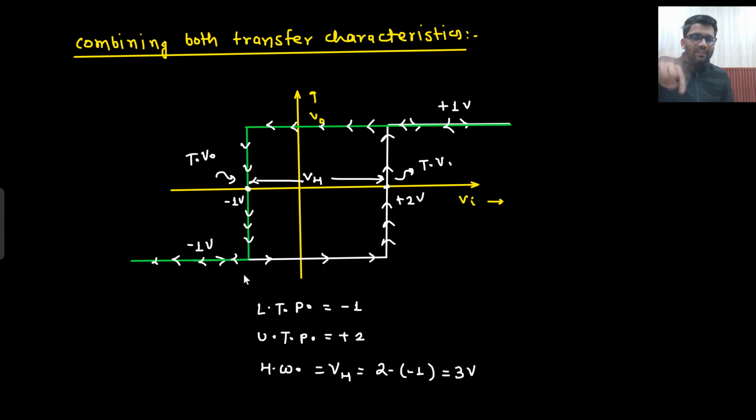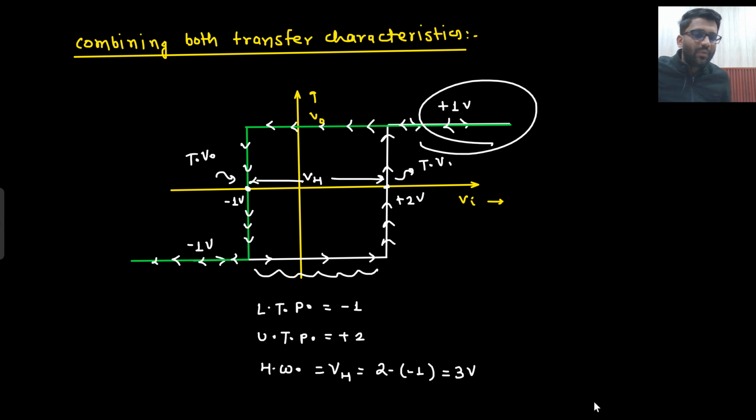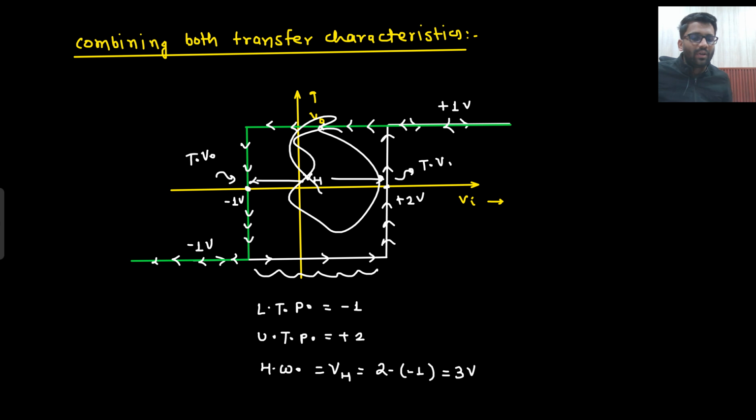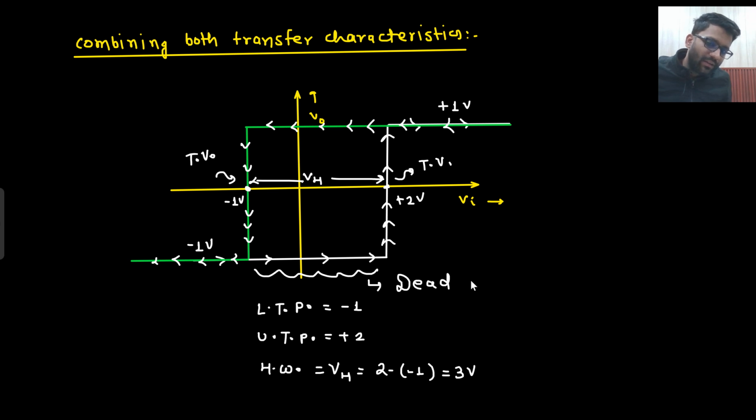Okay, and this zone is known as this zone. Look, here the output will be plus 1, here the output will be minus 1. But in this zone, I cannot comment what will be the output. It depends from where to where my input is going. So this zone is known as dead zone. So hysteresis width, upper threshold voltage, lower threshold voltage. So have you defined these terms? Well and good. Now we need to get started with OpAmp.